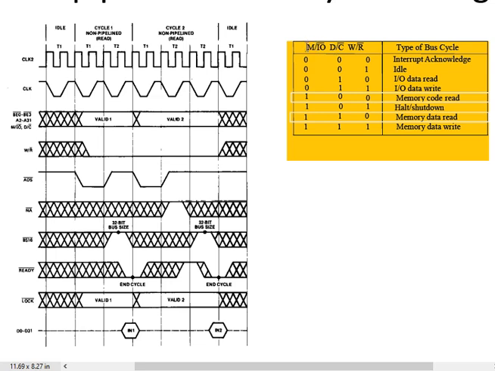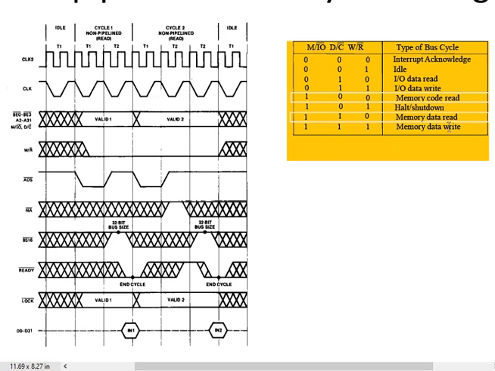Now here some signals are shown. Three signals are there: M/IO bar, D/C bar, W/R bar. This is for whether the operation involves memory or input/output devices, whether data is going to be transferred or it carries a control signal, and whether we are going to read or write. So according to the combinations of these three bits, we are going to perform the operation.